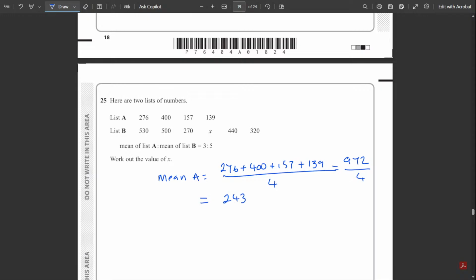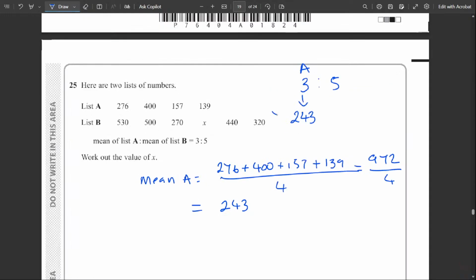Okay. Now mean of A and mean of B is in the ratio 3:5. Okay. So that's mean of A. And mean of A goes from 3 to 243. So we are multiplying it by 81 to get to 243. So we're timing it by 81. So we multiply this one by 81 to work out what the mean of B is going to be.